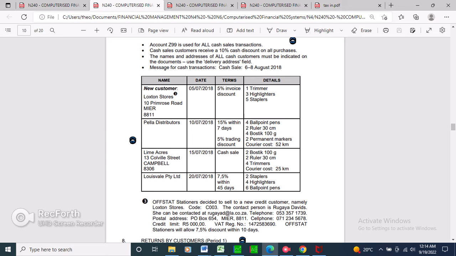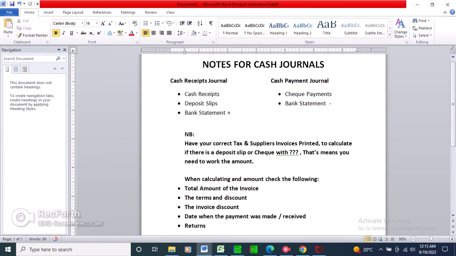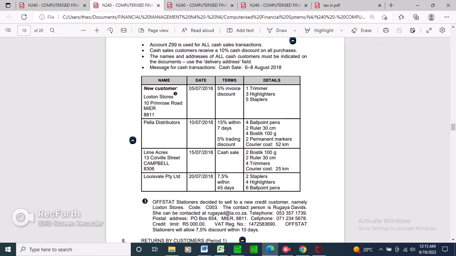Okay, the next thing you have to check is the date when the payment was made or received. How do you check this one? Remember, this is the invoice, a tax invoice, dated the 5th. This customer took stock from us on the 5th. Then you go to your deposit slips and check when the payment was made. The payment was made on the 24th. Even if you count from the 5th, 6, 7, 10 days, this customer didn't pay within 10 days. It means we're going to include the invoice discount only, not the terms discount, because this customer didn't pay within 10 days.